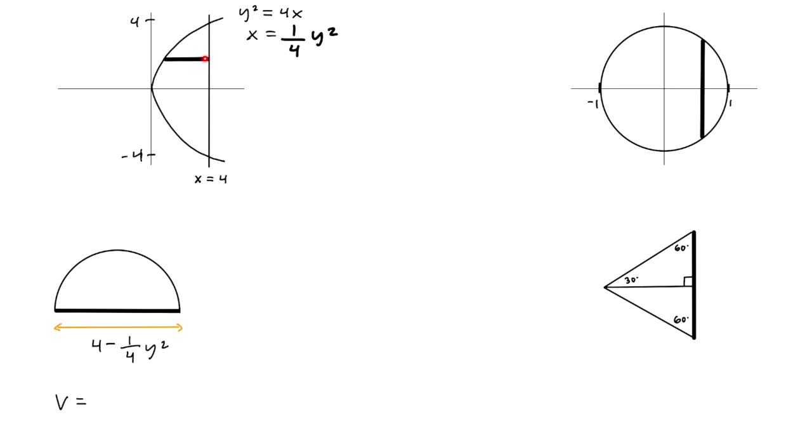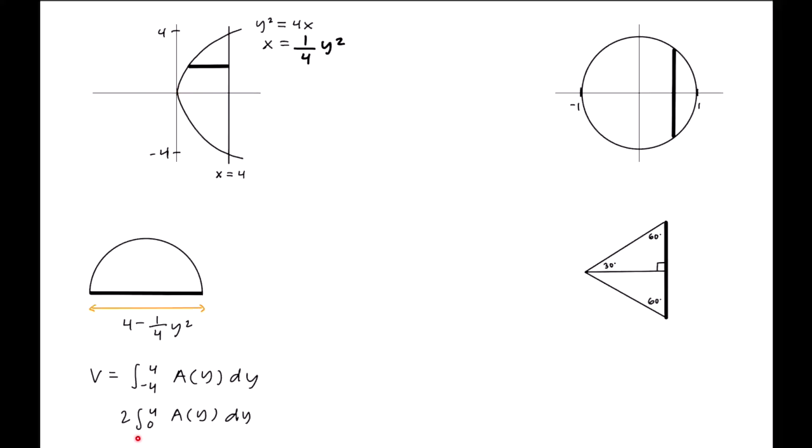Because the cross-sections are perpendicular to the y-axis, this is going to be a dy problem. So we set up the formula for the volume as the integral from -4 to +4 of A(y) dy. And again, our limits go from -4 to +4 because this region exists in the y direction from -4 up to +4. You can also see that this region has x-axis symmetry, so integrating from -4 to +4 is the same as integrating from 0 to 4 and then multiplying by 2.